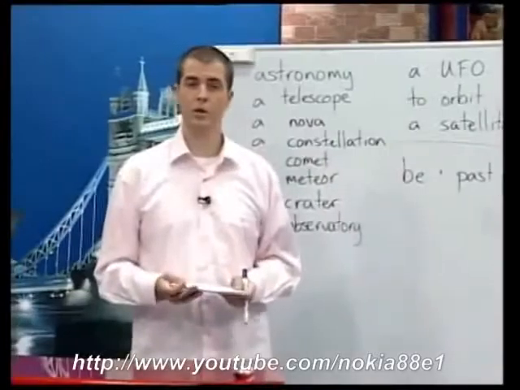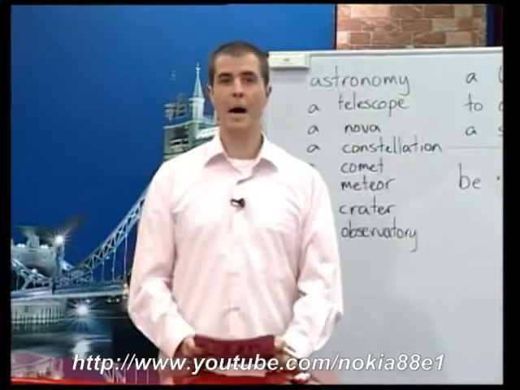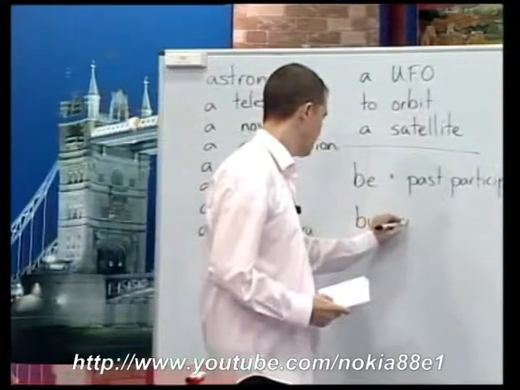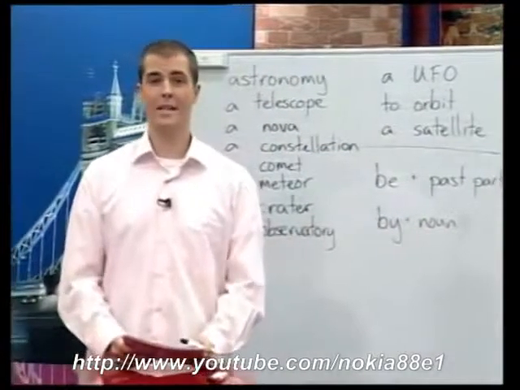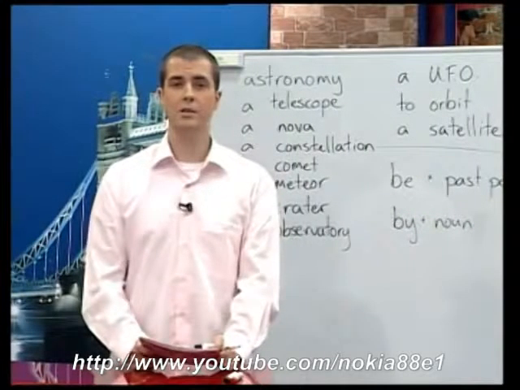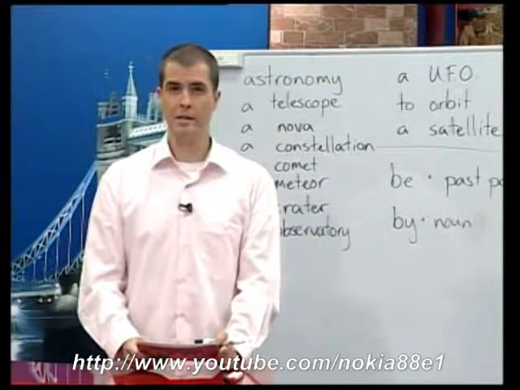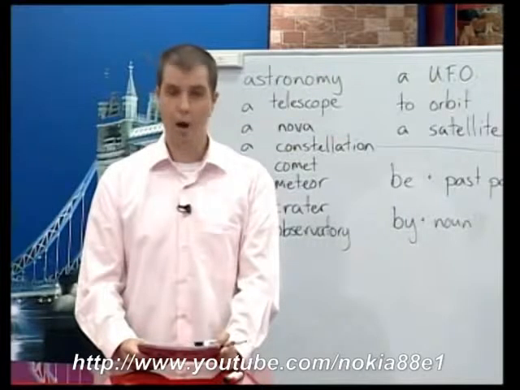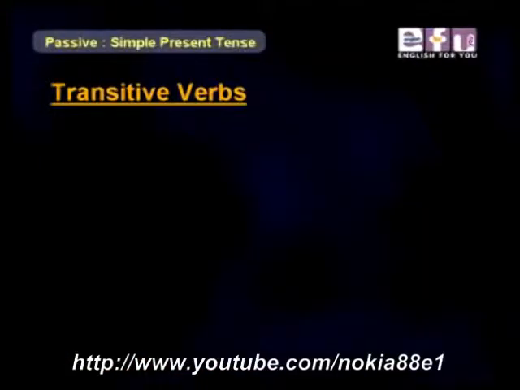The subject determines if the verb is singular or plural. By plus noun is sometimes used, but it's not always necessary. Now, we need to use a transitive verb for these passive sentences. A transitive verb is a verb that is followed by an object. Only transitive verbs can be used in the passive. Here are some examples. Transitive verbs.